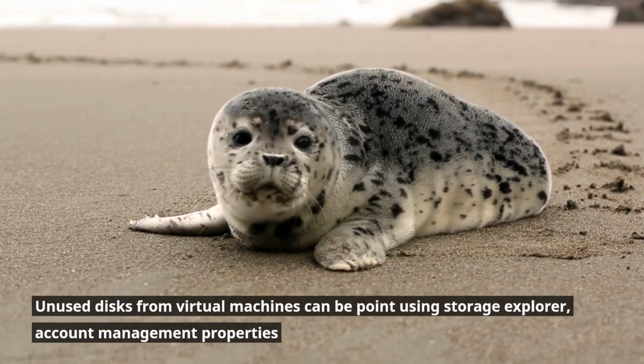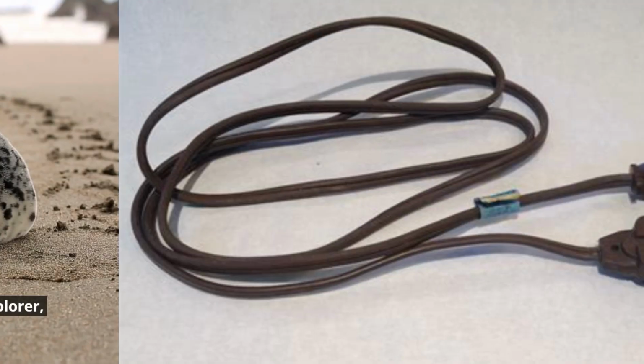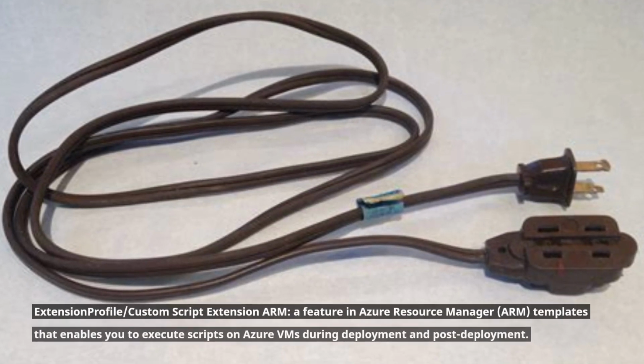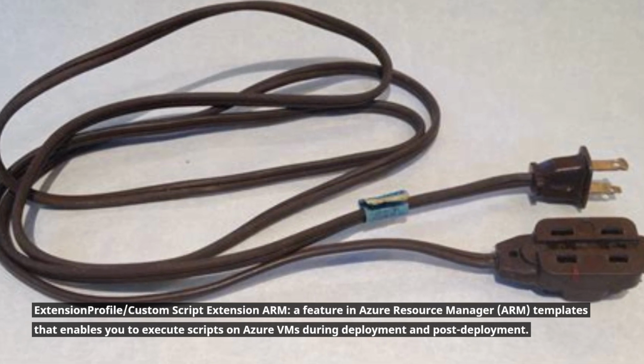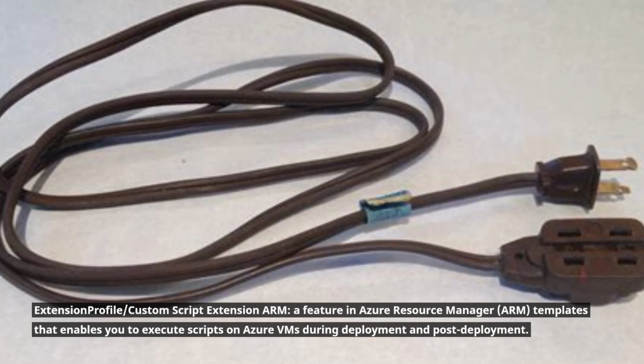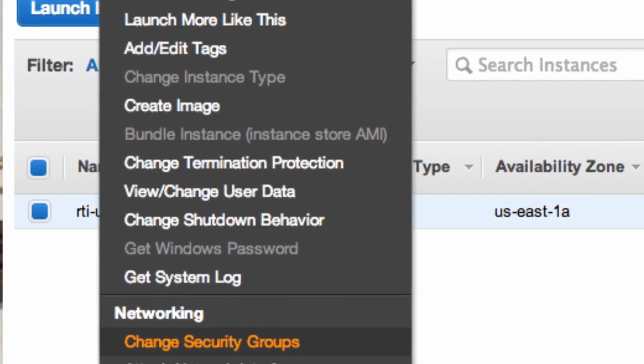Unused disks from virtual machines can be found using Storage Explorer, account management properties. Extension Profile, custom script extension ARM, a feature in Azure Resource Manager, ARM, templates that enables you to execute scripts on Azure VMs during deployment and post-deployment.